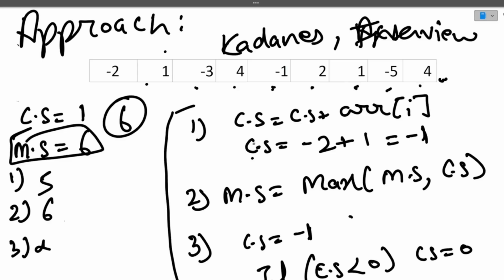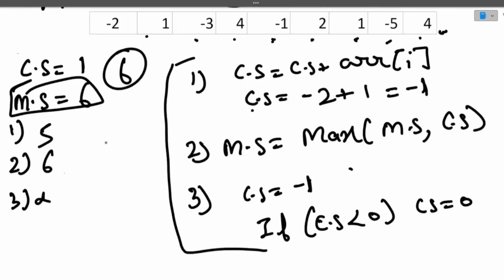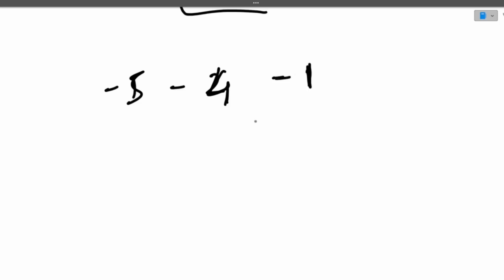So I was telling you why I have taken the current sum and max sum initialized with the first value of the array. Let's suppose we have an entirely negative array: minus 2, minus 5, minus 4, minus 1. We have initialized with, sorry, the first value only. So the current sum was minus 5, the maximum sum was minus 5.